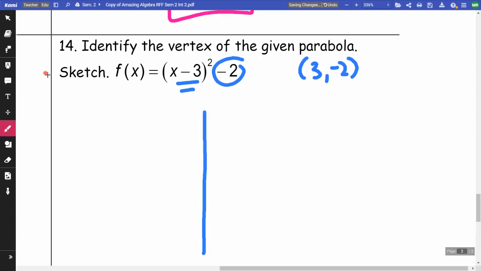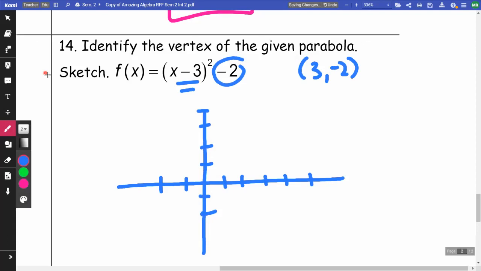Okay. So 1, 2, 3, 4, 5, 1, 2, 1, 2, 3, 4. Yeah, let's get a couple of these. Okay. So I'm going to plot 3, negative 2. So 3, negative 2 is down here. This is an open up parabola.